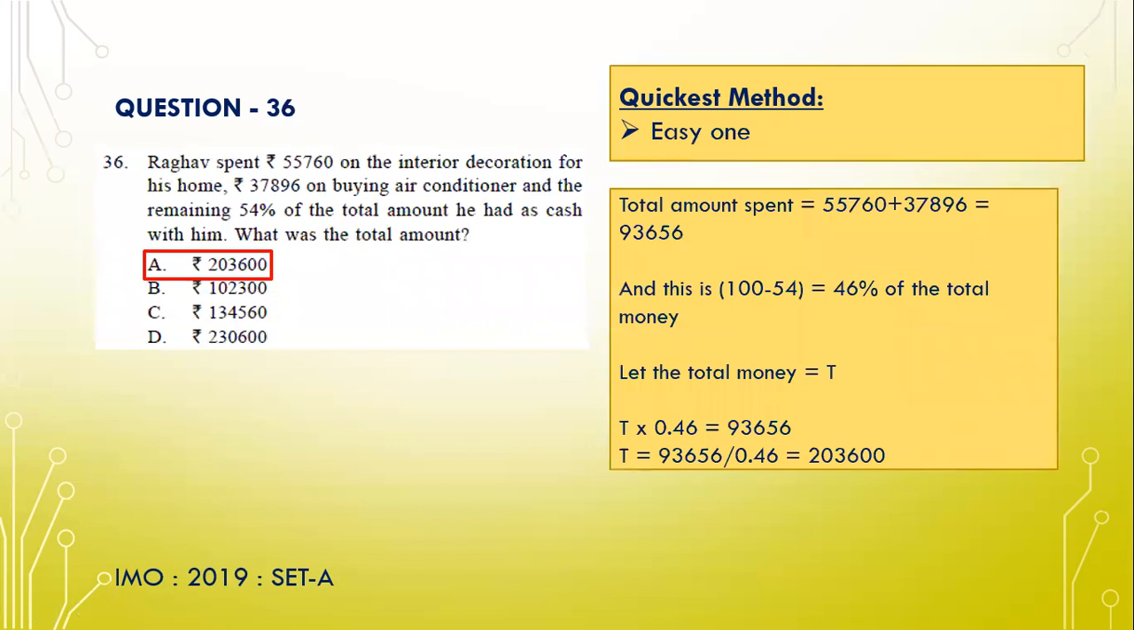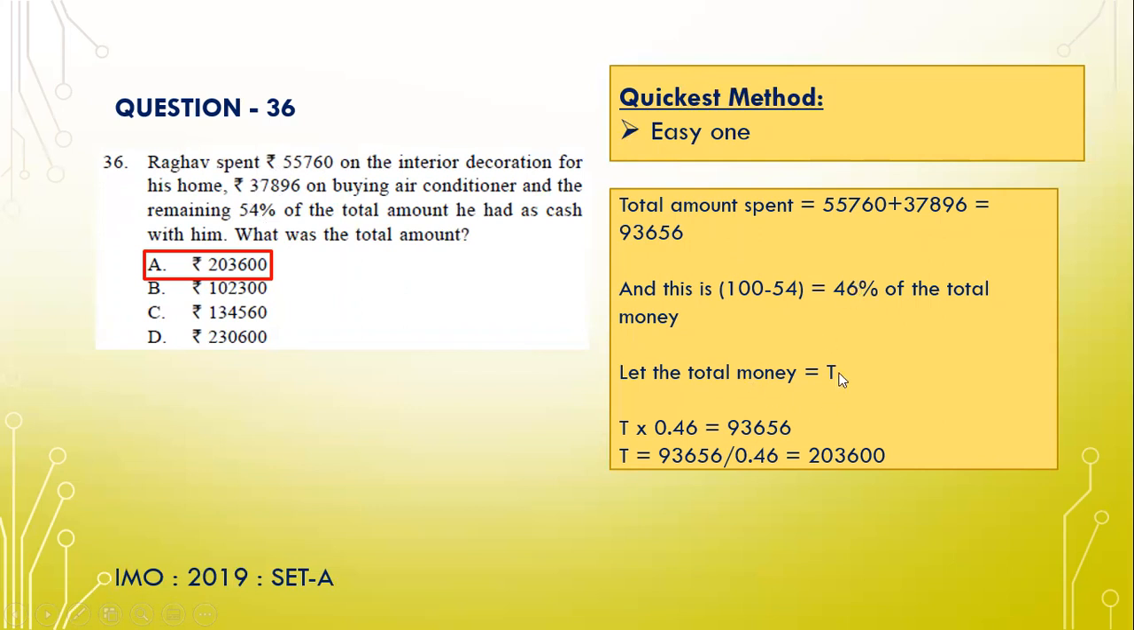Raghav spent 55,760 rupees on interior decoration for his home, 37,896 rupees on buying an air conditioner, and the remaining 54% of the total amount he had as cash with him. What was the total amount, isn't it? So total amount spent was 55,760 plus 37,896, isn't it? And that is how much percent? If the cash is 54%, this spent is 100 minus 54%, which is 46%. So 93,656 is the 46% of the money that is spent.